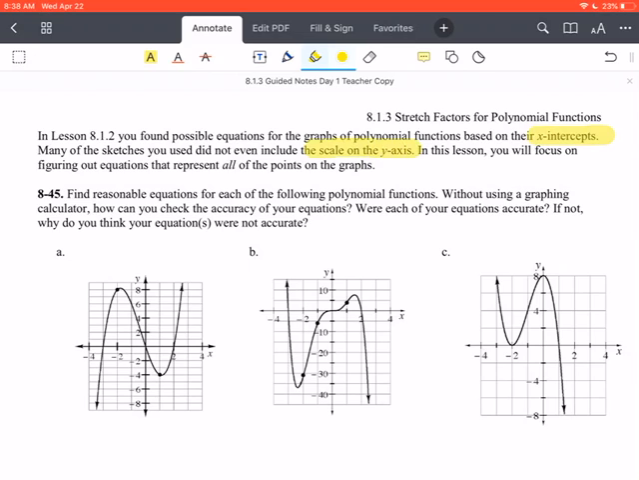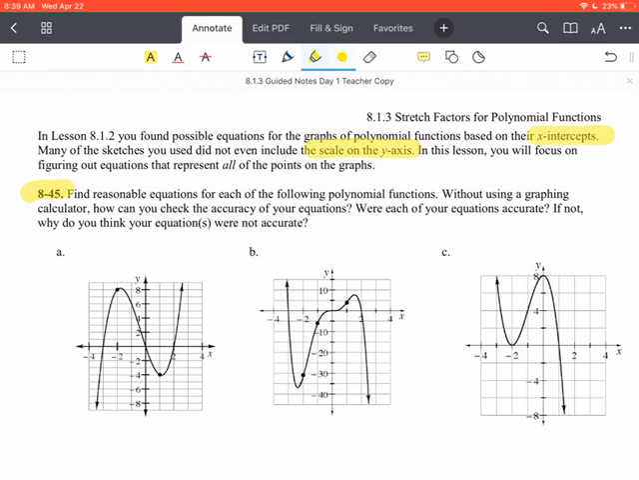So in this lesson, what we're going to do is figure out equations that represent all of the points on a graph. So we're going to really focus in on accuracy on the x and the y axis. So we are on 45 to begin, and we are posed with the task to find reasonable equations for each of the polynomial functions.